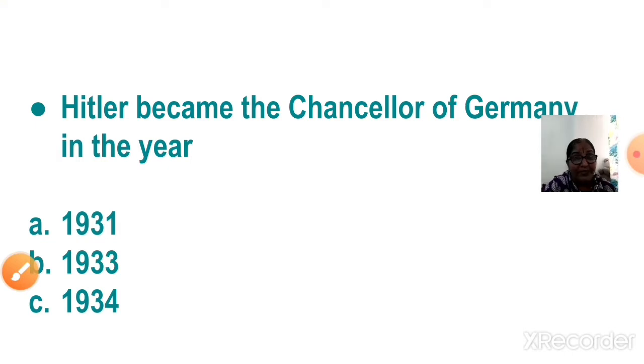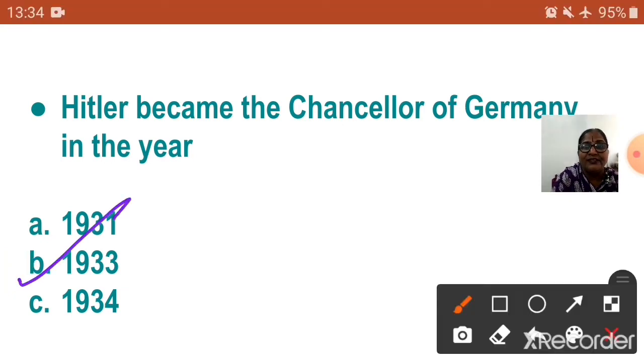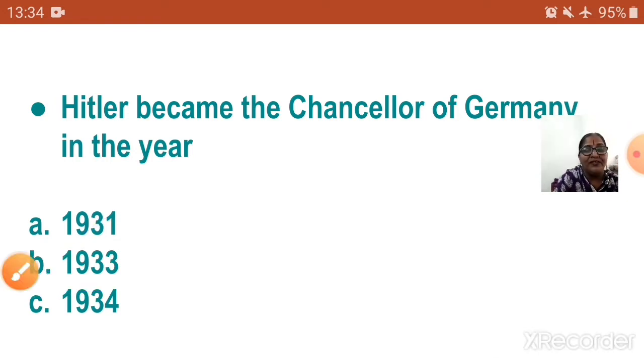Hitler became the Chancellor of Germany in the year, again, options are given to you: 1931, 1933, or 1934. And here is the answer. Option B, 1933. Okay, shall we move further?